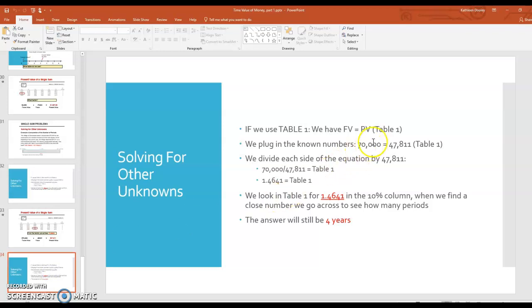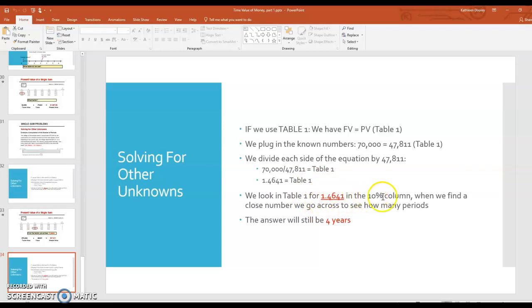Now, if I wanted to use Table 1, we would have the opposite formula: FV equals PV times Table 1. We put in our known numbers: 70,000 equals 47,811 times Table 1. Now we have to divide each side by 47,811 because we want Table 1 to be by itself. So 70,000 divided by 47,811 equals Table 1, and that is 1.4641.